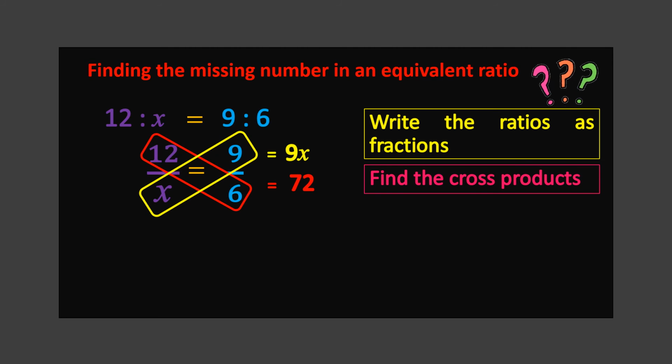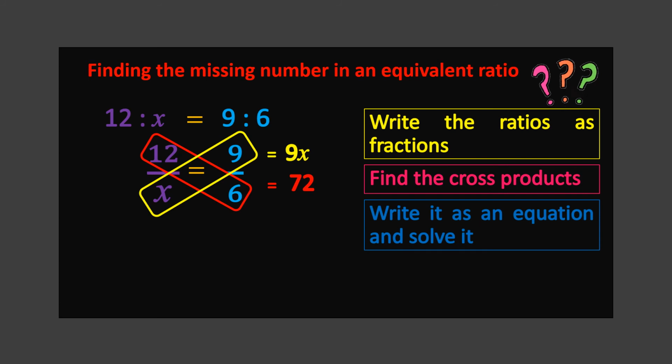Now to find the missing value, you need to write it as an equation and solve it. So we get 9x is equal to 72. Now this is a linear equation. You need to solve it. To solve that, you need to divide both sides of the equation by 9. So we get x is equal to 8.